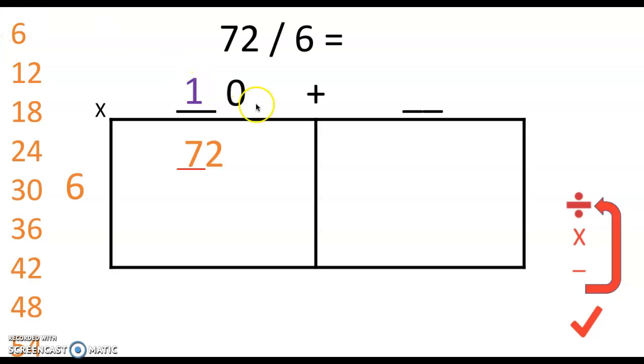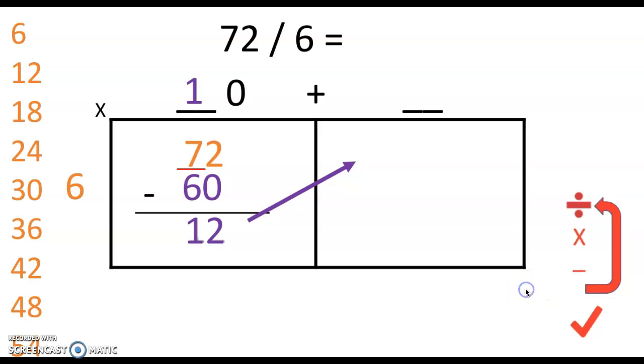But remember, this 1 is really worth 10, which is important when we go to our next step of multiplying. 10 times 6 equals 60. Our next step is to subtract. 72 minus 60 is 12.